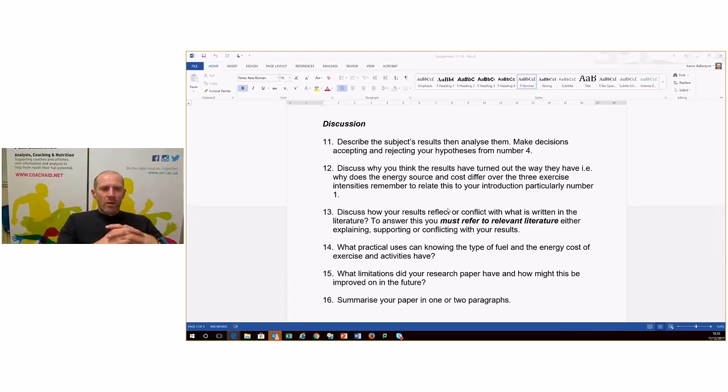Number 12, then you're going to have to start thinking about why the results have turned out the way they have. So I've said there, i.e., why does the energy source and cost differ over the 3 exercise intensities? Well, very easily for the first bit, as you increase your exercise intensity, you need the body to do more work. The legs have to turn over faster. That means you need more stronger, more forceful muscle contraction, and probably more of them. What do you need to do that? You need ATP. ATP runs out, you need to resynthesize it. The energy systems start being used. The more stress you put in the energy systems, what happens?